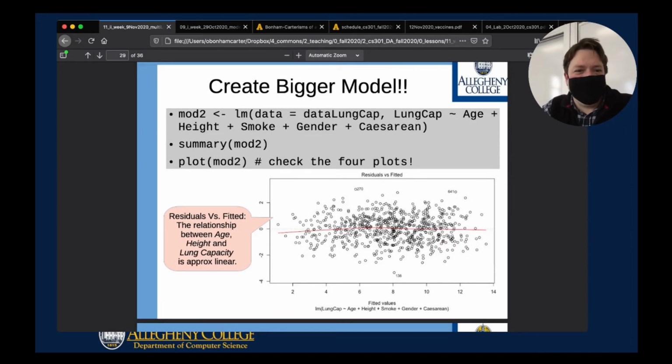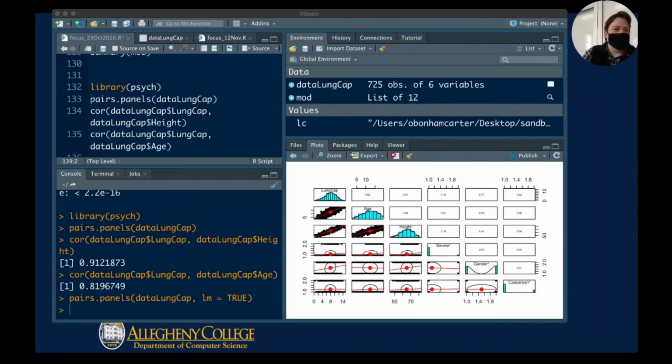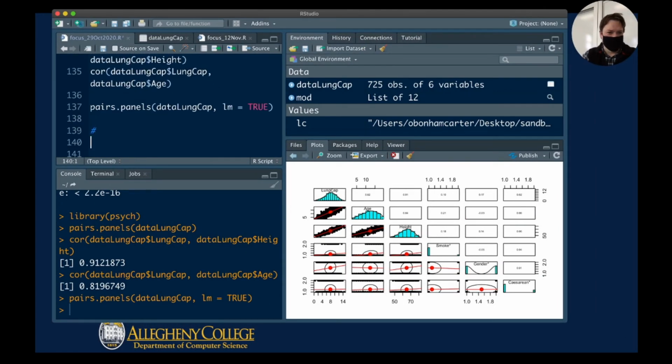And so now what I'm doing is I'm going to create a bigger model where I'm going to be talking about the height, smoke, gender, and the Caesarean factor. So let me just go ahead and copy all this stuff into this. This is like my whole model. This is all the data that I have. I'm just throwing everything that I have at this model. And so if I go back to R, I'm going to find, here we go.